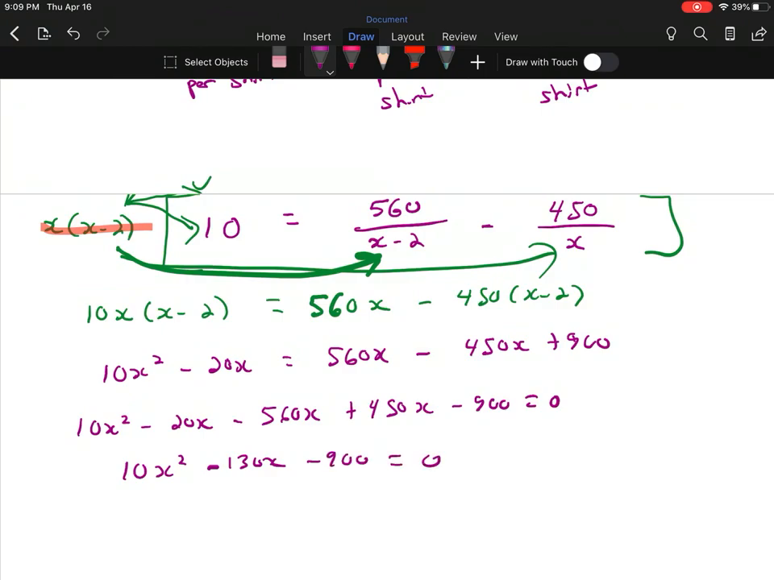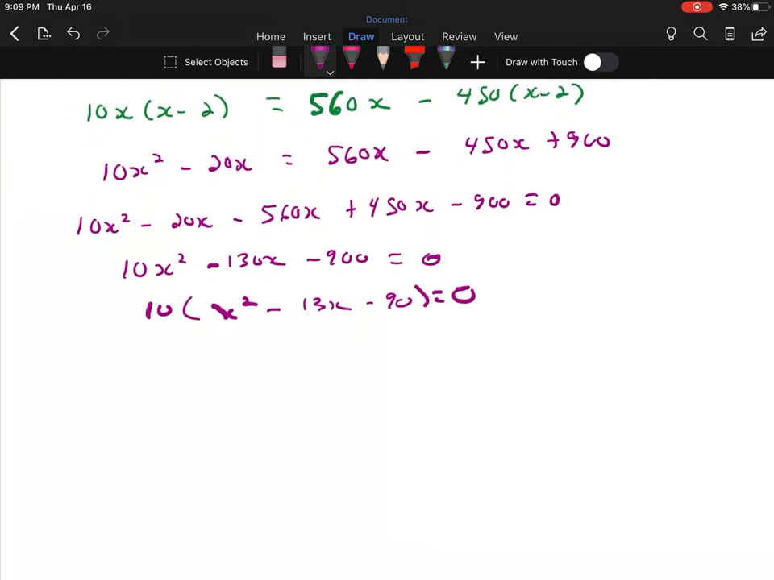Let's see, minus 130x, minus 900. And always look for the common factor. Look at the beautiful common factor in this one. 10x squared minus 13x minus 90. And you could use the quadratic formula on this thing. That's a legitimate way to do it. But this thing factors. Two things that multiply to 90, but add to negative 13.